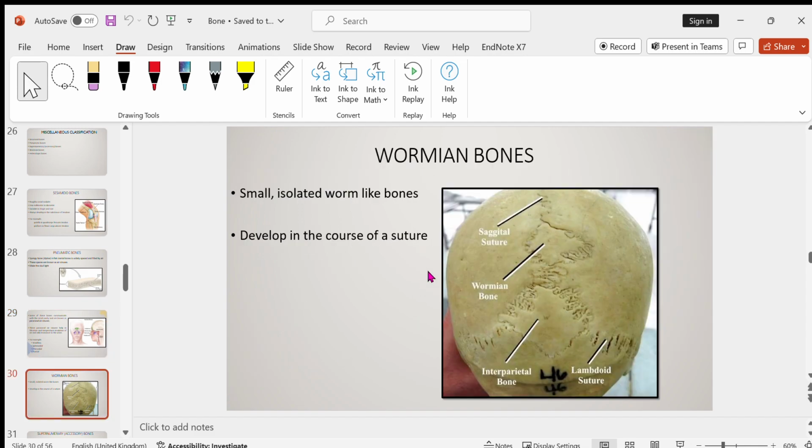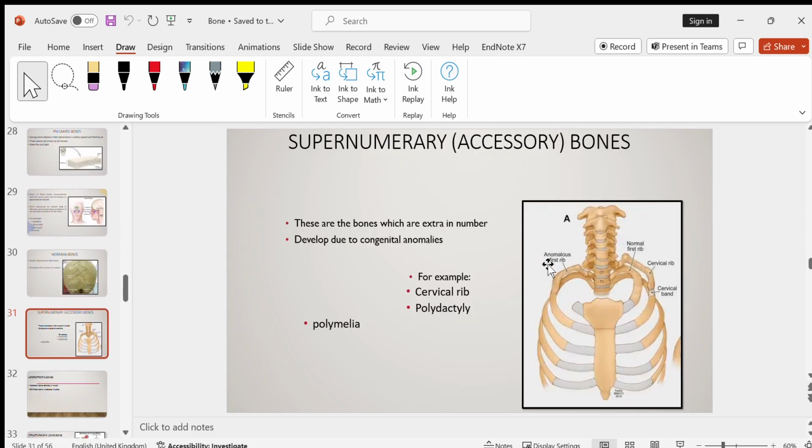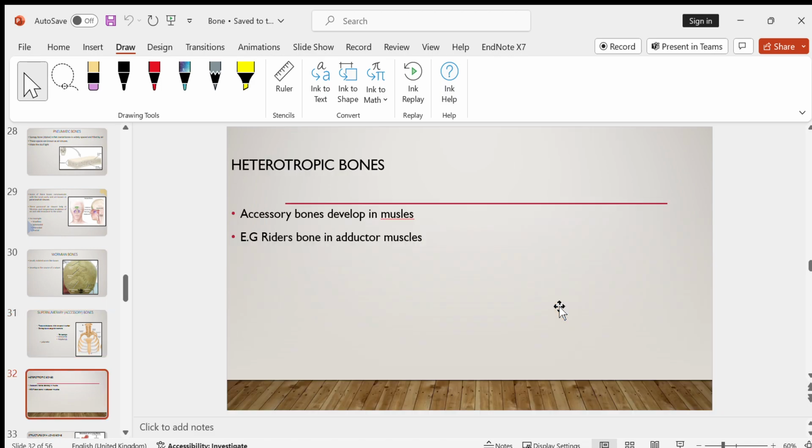Now, wormian bones are worm-like bones that lie in the course of a suture. Here we can see this is the sagittal suture and this is the lambdoid suture. So this is a wormian bone that is being formed in the course of the sagittal suture. They are worm-like, hence the name wormian bones. Supernumerary bones are additional bones. They are not normally present, but they can be present. Here we can see there is a rib above the first rib, and it is called an anomalous first rib or the cervical rib.